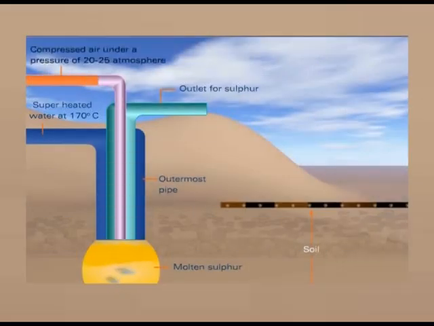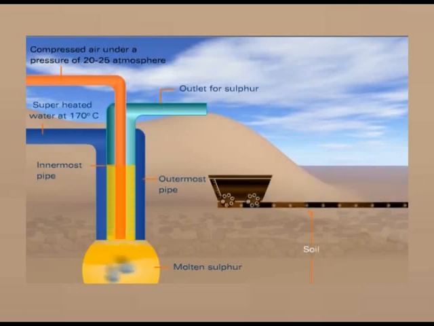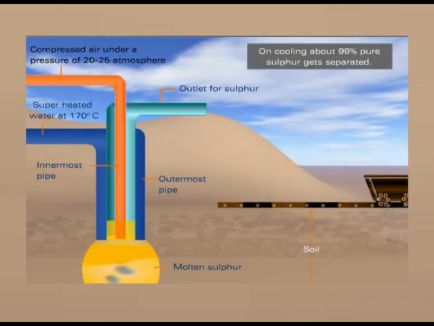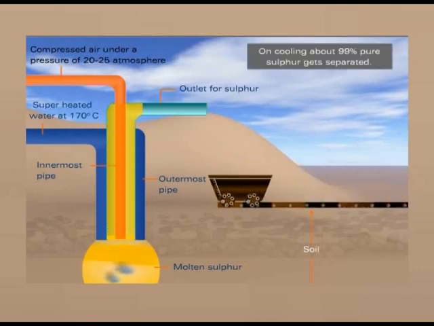Compressed air under a pressure of 20 to 25 atmospheres is pumped into the innermost pipe. This forces the mixture of the water and molten sulfur to gush out through the middle pipe. This mixture of water and molten sulfur is collected, and on cooling, about 99% pure sulfur gets separated.